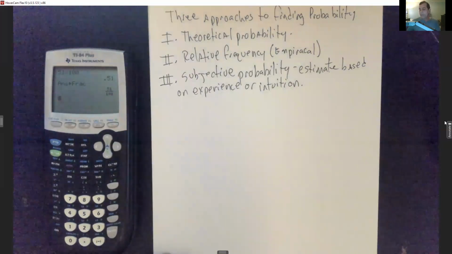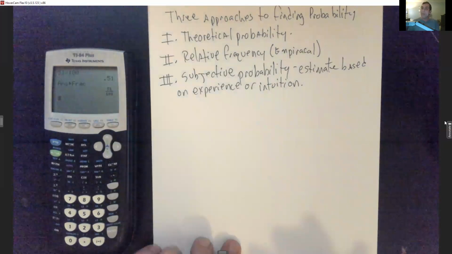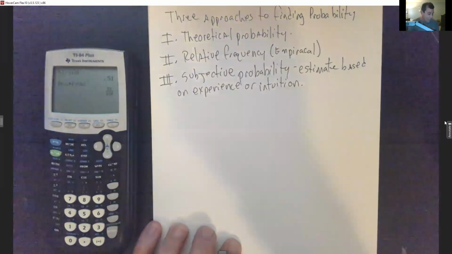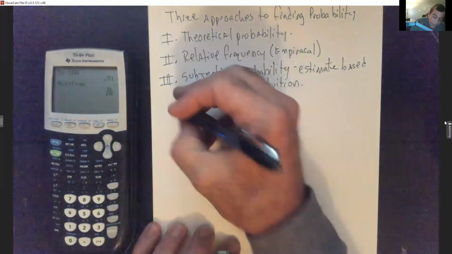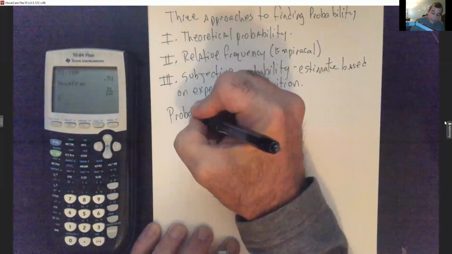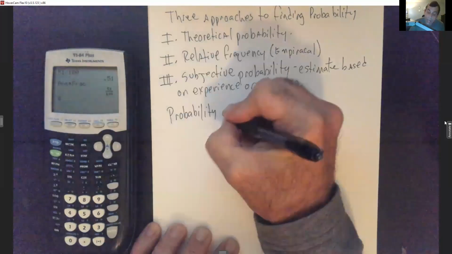So y'all think about this. Just as we have a probability of an event happening, we also have the probability of an event not occurring.